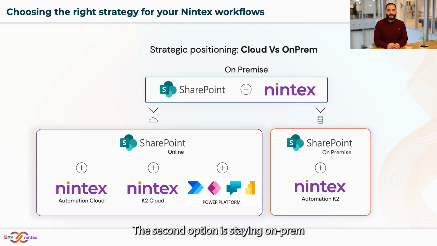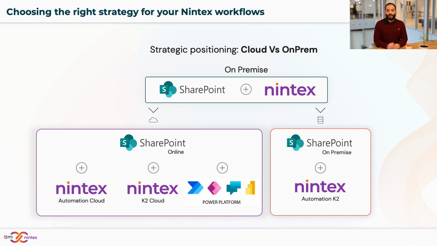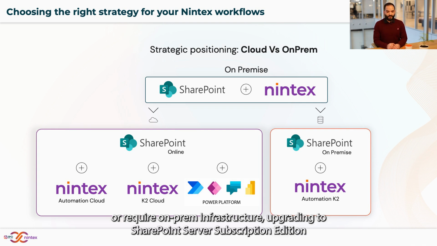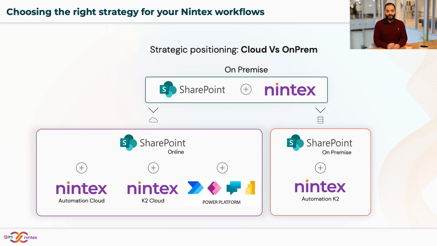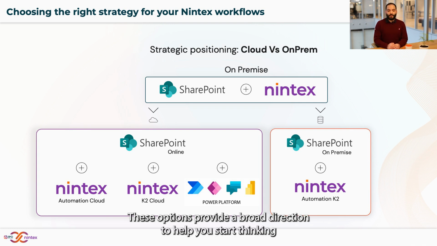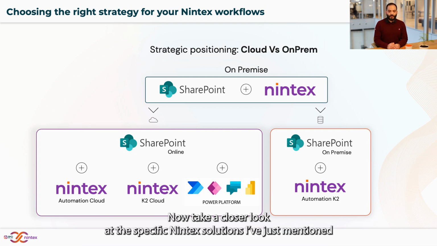The second option is staying on-prem with SharePoint SE. For organizations that still have cloud constraints or require on-prem infrastructure, upgrading to SharePoint Server Subscription Edition combined with Nintex Automation K2 can be a viable alternative. These options provide a broad direction to help you start thinking about the best transition path for your organization. Now, let's take a closer look at the specific Nintex solutions I have just mentioned.